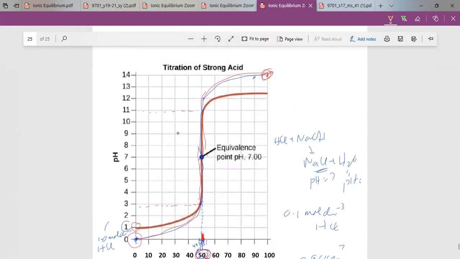Now the point is, what sort of indicators can I use? So let's say you have a titration here. Let's draw again. This is your 1.0 molar NaOH, and this is your 50.0 cm cube of 1 molar HCl. So you add that. Let's say you put methyl orange.